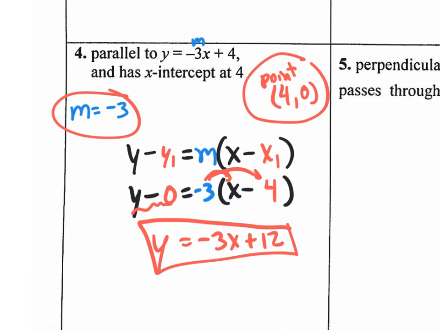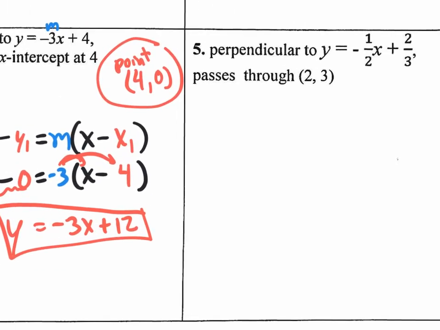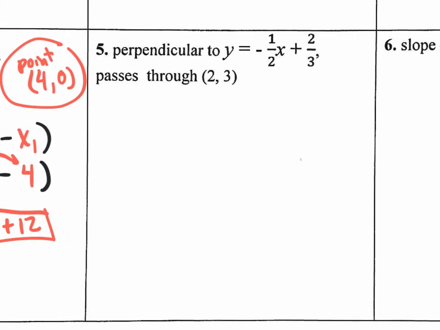However, on Friday's quiz, I might stop you right here. I might say leave it in point-slope form, and you would leave it like this. Okay? So be careful with the instructions. But the questions all come from either this worksheet or the notes or the previous worksheet on slope. Number 5, perpendicular. Right here, they're indirectly giving us a slope as well. What would our slope be?